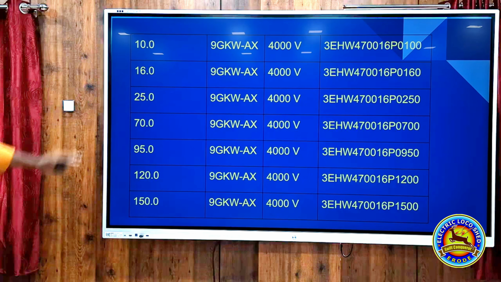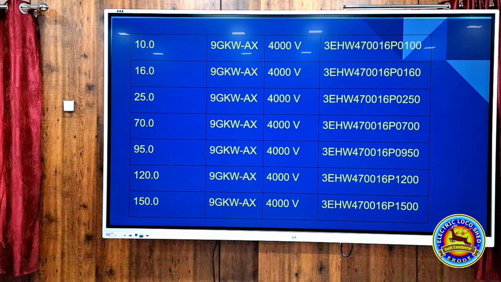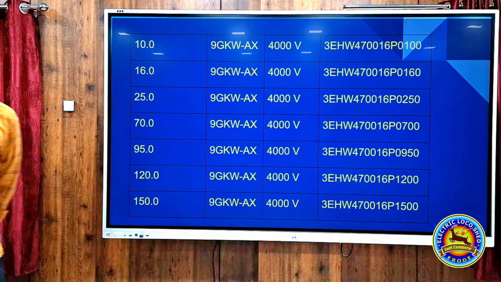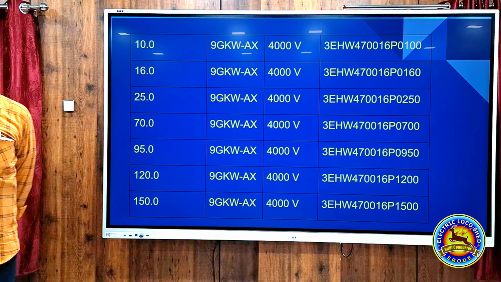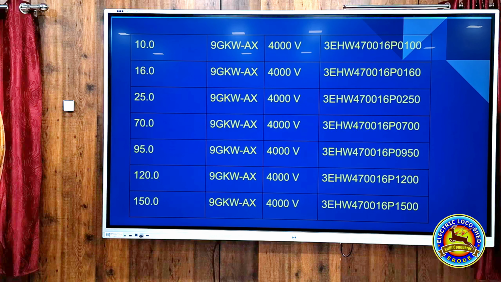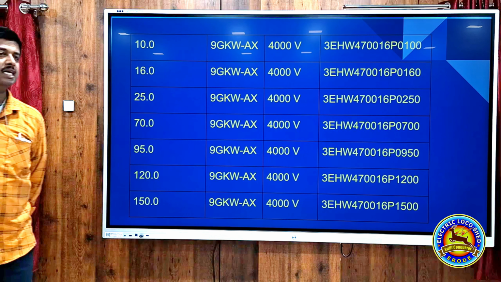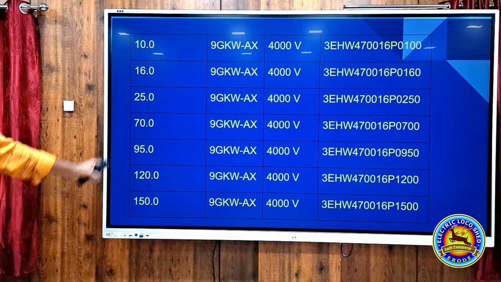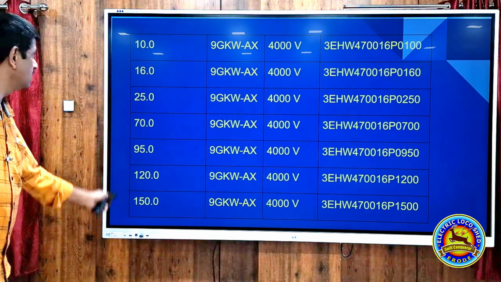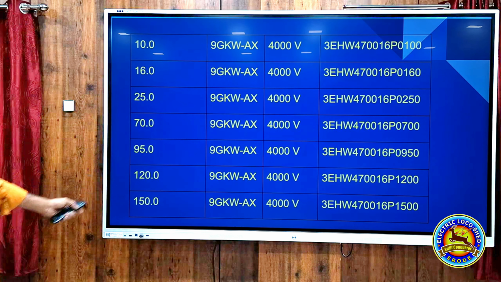This is 9GKW, that is 4000 volt rating. 4000 volt rating cables are used mainly in the traction motor circuit and SR input area, that is the high voltage area, mainly coming from the transformer and connected to the traction motor, because the traction motor voltage is above 2000, that is 2180 volts. That's why we are using a higher rating, that is 4 kV cables. Different sizes of 9GKW cables used in locos are from 10 to 150 square mm.